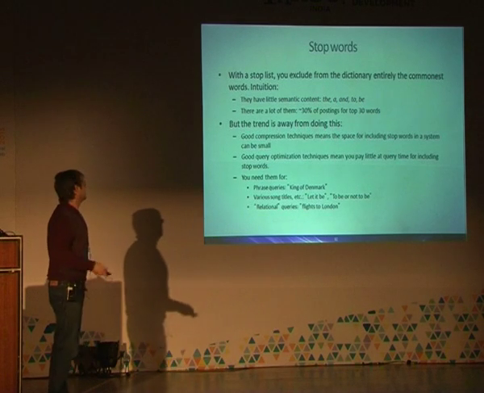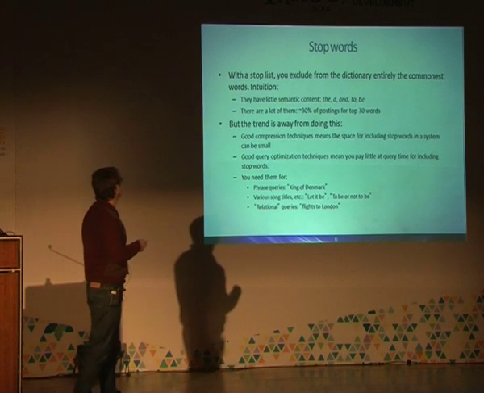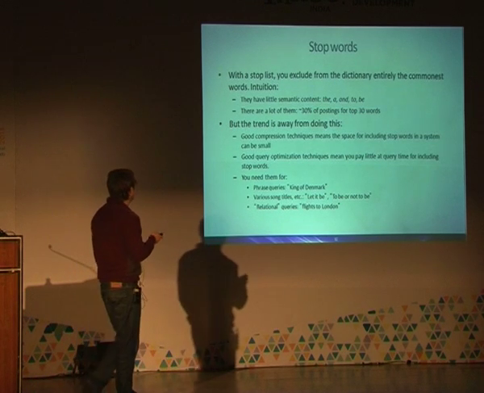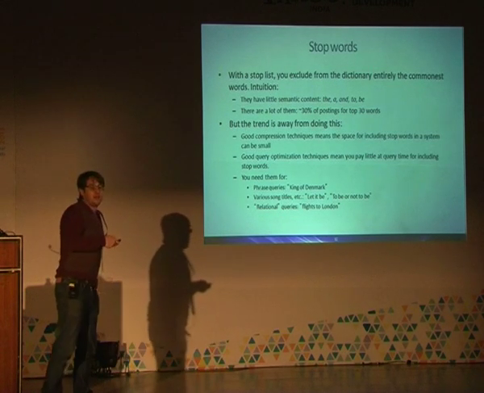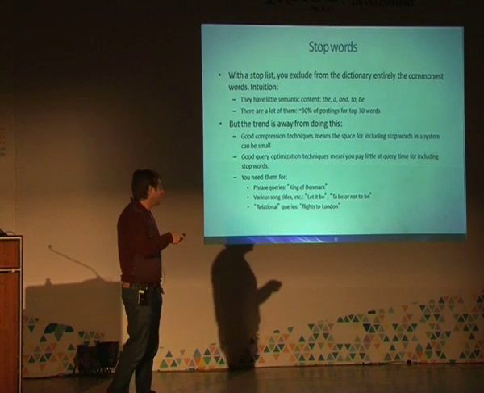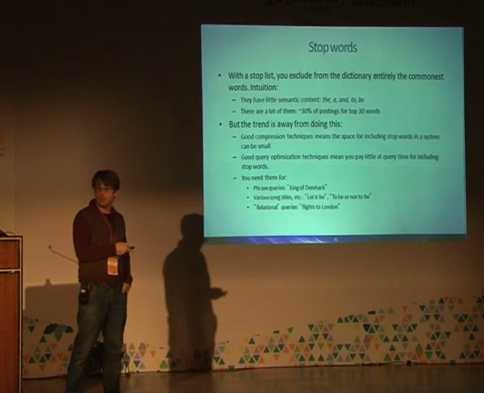Now, stop words. As I said, stop words are words that you don't like, so you just remove them. They have very little semantic information, so you just take them out from the index. And think about it: around 30% of the incidences in your index, the entries you have, come from 30 words. We'll see later why.